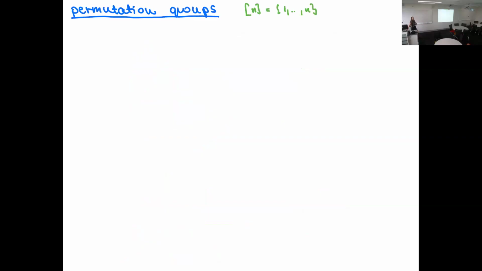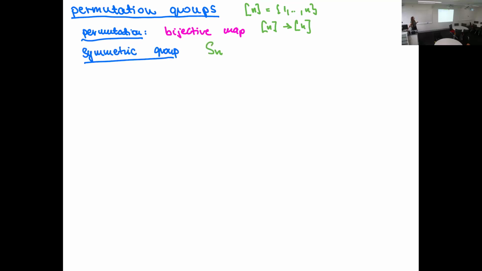So permutation groups are, you take n, you can't really see it, but this n is just the numbers 1 to n. And then a permutation is just a bijective map from 1 to n to 1 to n. And then the symmetric group, denoted by Sn, is the set of all permutations of 1 to n. And this is actually a group.